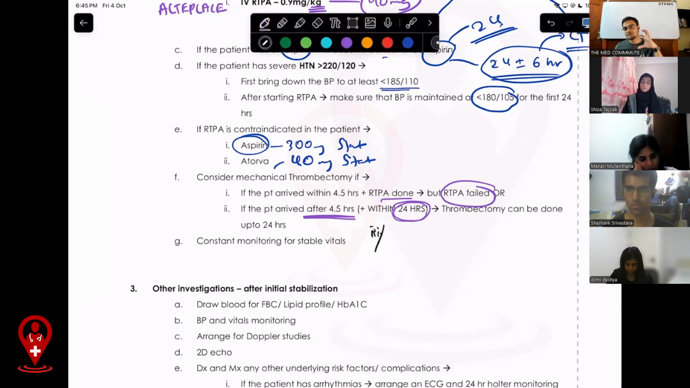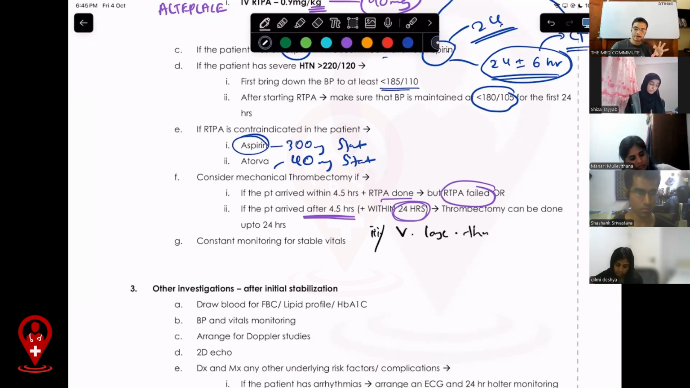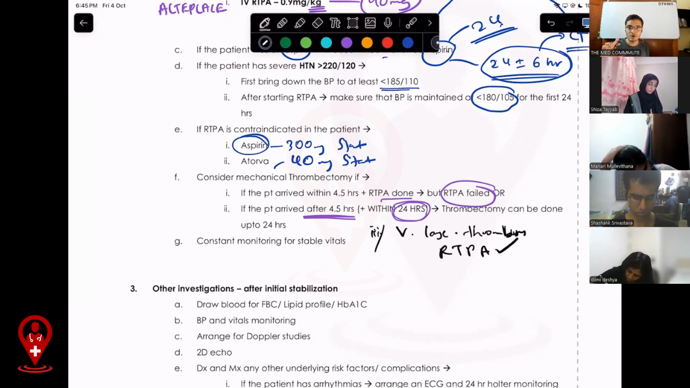Another one is if it is a very large thrombus. Even if the RTPA was successful, if the RTPA worked, still, even if it was a very large thrombus, we would, after the RTPA, want to do a mechanical thrombectomy to remove whatever, because it was a very large one, guys.